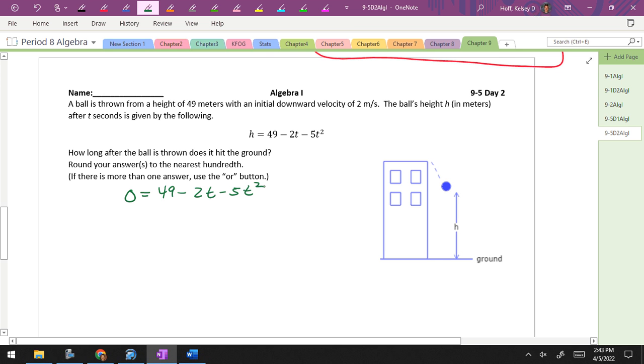Now right away you had me subtract 34. Do I need to move something here? No. If you want to rearrange this for standard form, you can, but if you can find your A, B, and C without that, I'm cool too. What's your A? Negative 5. B, negative 2, and C, 49. All right, find for me the time where the ball will hit the ground.